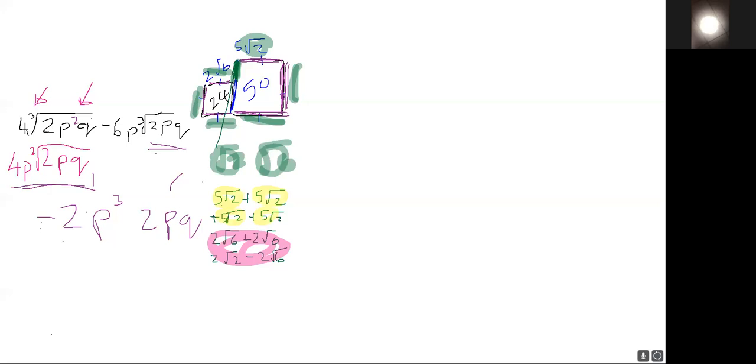4 root 6. Exactly. So your answer is 20 root 2 plus 4 root 6. They don't have the same radicand, so that's it. Your answer has two radicals in it, and that's all you can do.